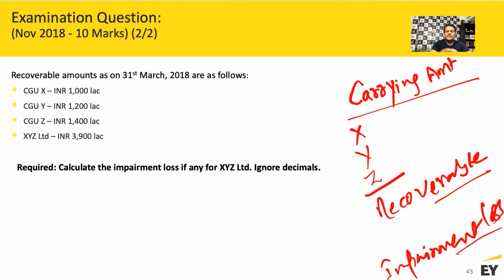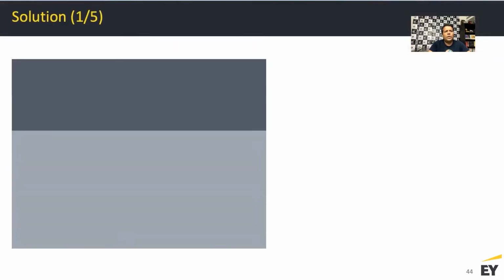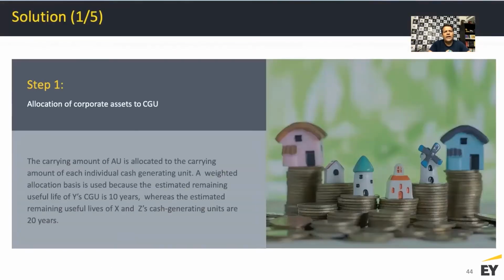Let's try and see how we need to approach this from a solution perspective. So how do I determine the carrying value? I need to allocate the corporate asset, right? First thing is for me to determine the carrying value. Otherwise, the carrying value of XYZ was already given. So I now need to allocate the corporate asset. So I have two types of corporate asset. Carrying amount of AU is allocated. A weighted allocation is used because the estimated remaining useful life is 20 years, 10 years and 20 years, right? Of these three different cash generating units.